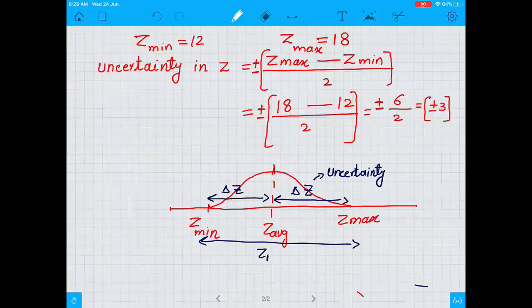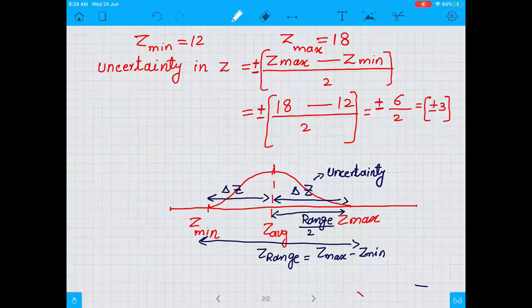Range of Z is basically Z maximum minus Z minimum. Now the concept is half of the range represents the uncertainty. So when you go for a measurement, in case of addition, subtraction, multiplication or power, then the uncertainty is half of the range of values. Now, this is a simple method of calculation for uncertainty.